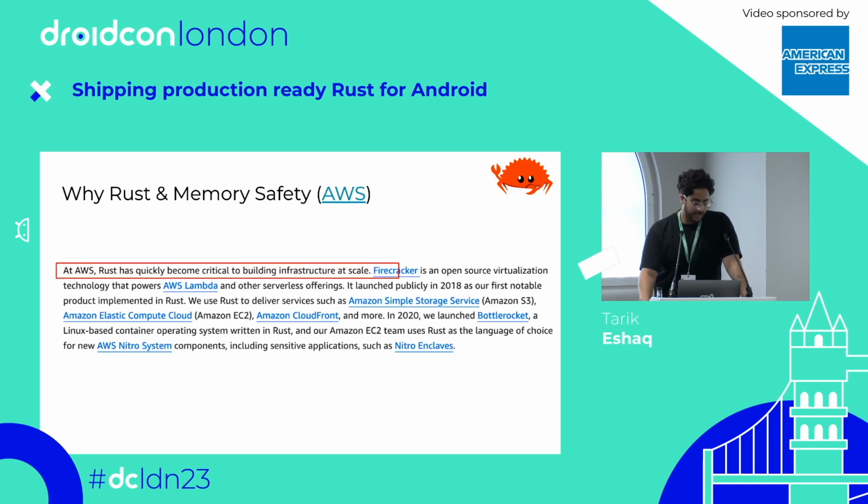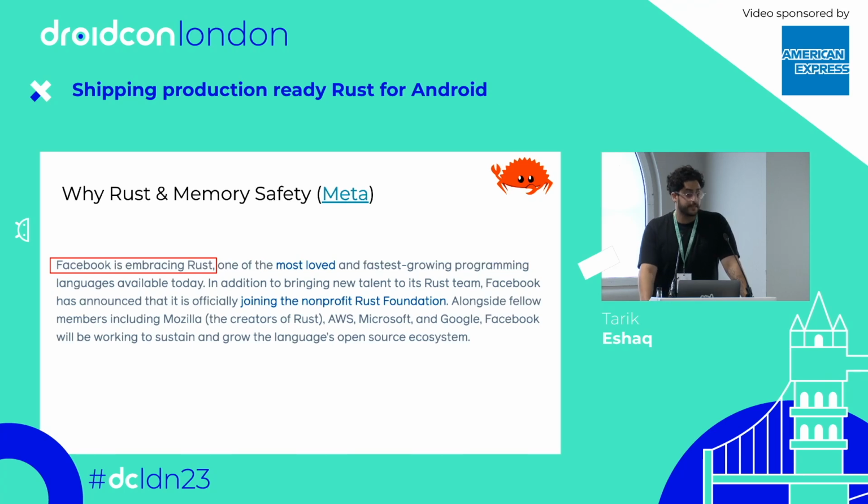But it's not just those. AWS has said that they've adopted Rust, and Rust has quickly become critical to building some infrastructure. Meta has said the same thing, so they've embraced Rust. And each one of the organizations I just mentioned is a member of the Rust Foundation, and they're helping contribute to the growth of Rust as a language.